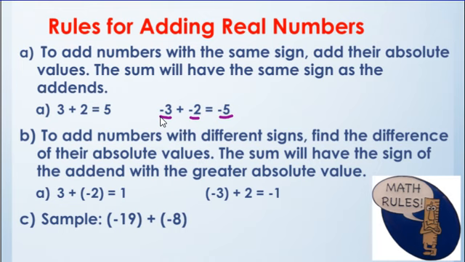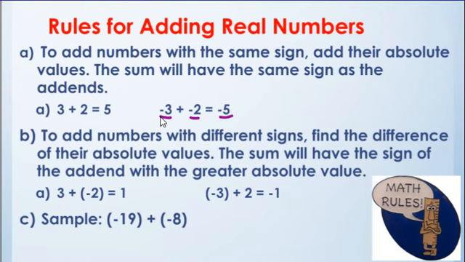If you are to add numbers that have different signs, then you should subtract the two numbers and then go with the sign that has the bigger absolute value. So if I'm doing 3 plus -2, I would subtract them. 3 minus 2 is 1. The absolute value of 3 is 3. The absolute value of -2 is 2. 3 is bigger than 2, so my answer's got to be positive.